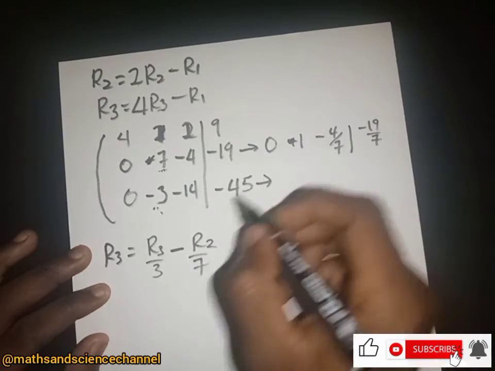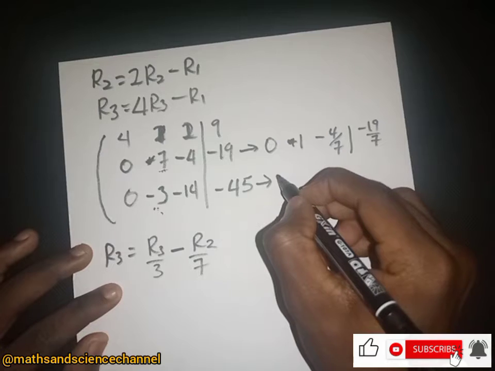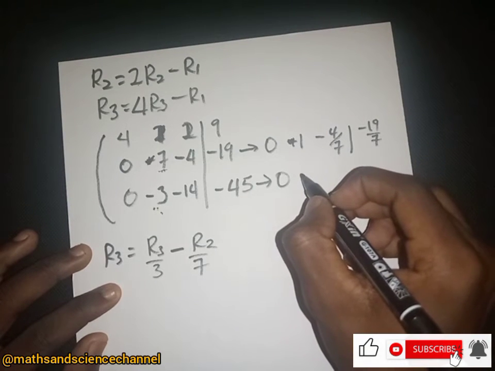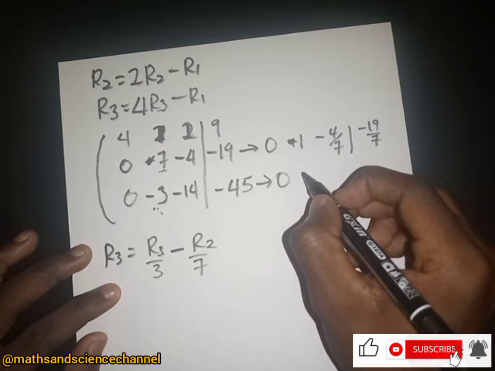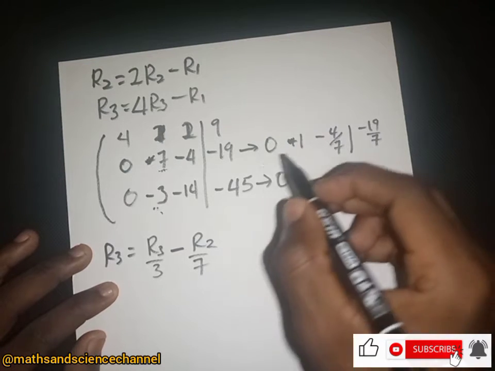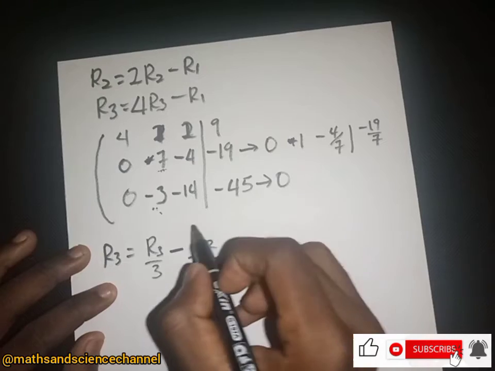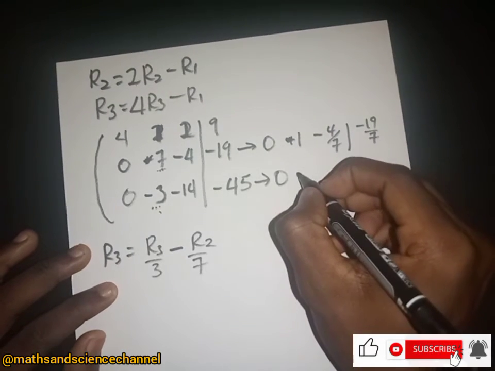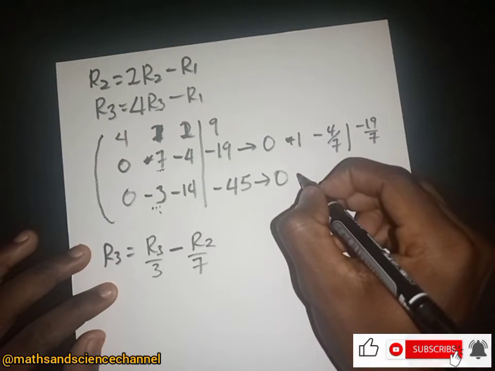Now for this side, we have 0 here. We have -1, right? So when we divide here by that, we have -1.